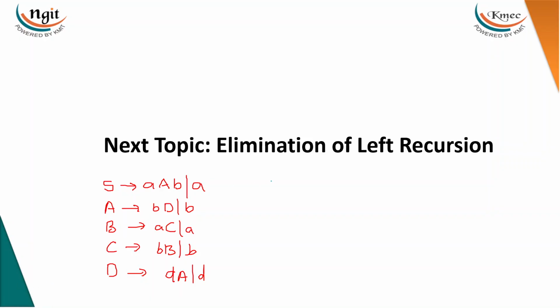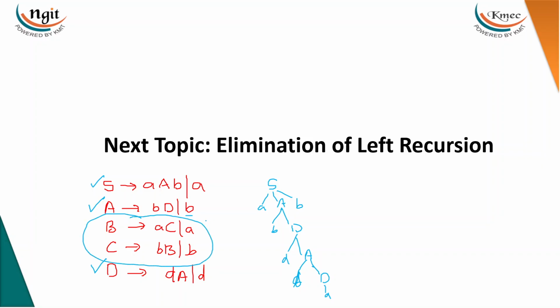See, from S I can reach AAB. From A I can reach BD. From D I can reach DA, and I can terminate with A by substituting the B, or I can go with the D, BD, and I can terminate the D with the D. So I can terminate this, so no problem with the S productions, no problem with the A, and no problem with the D. But see, I can't even reach the B and C from the starting symbol. That's why we can say that these are useless symbols. Then you can remove it directly.